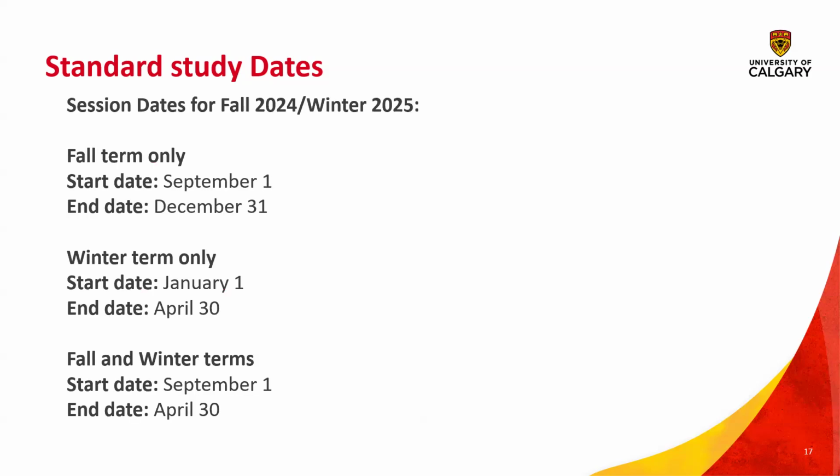When applying for funding, there are specific university dates that should be used in the application. If you're applying for fall term, the only dates you should use are September 1 to December 31st. If you're submitting an application for the winter term only, you will need to use January 1 to April 30th. Or if you're applying for funding for the fall and winter terms, you will need to use the dates September 1 to April 30th. You can check out our website for frequently asked questions by Google searching Financial Aid U Calgary, and you will also see exceptions to these dates, such as exchange program and medicine dates.